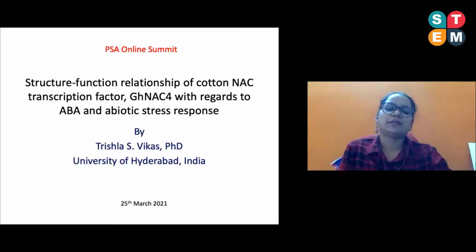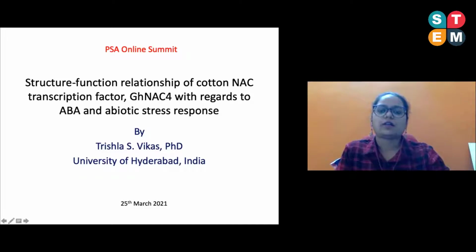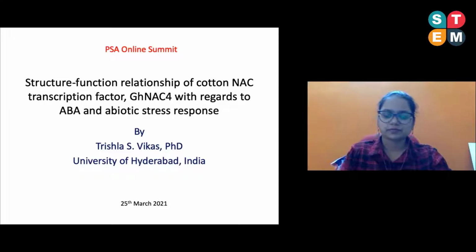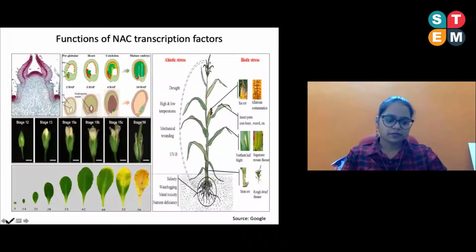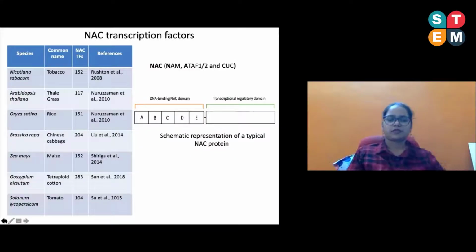And today I'll be talking about the modular nature of transcription factors, with a particular example of a cotton transcription factor, GH-NAC4, with regards to ABA and abiotic stress responses. Before I begin, I would like to give a brief introduction about NAC transcription factors.